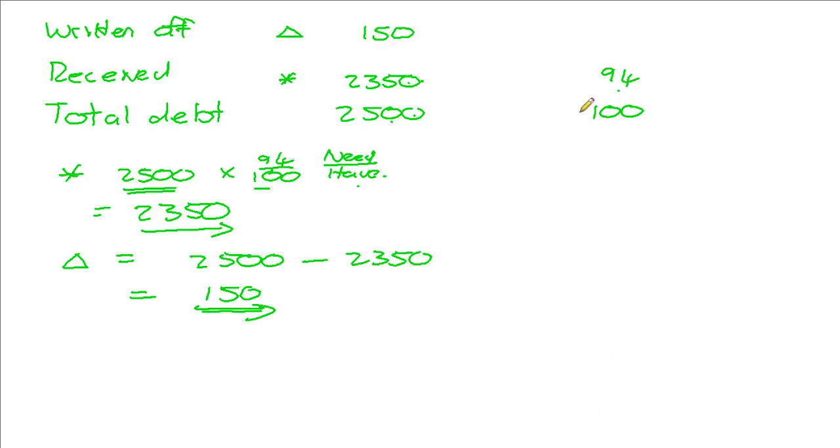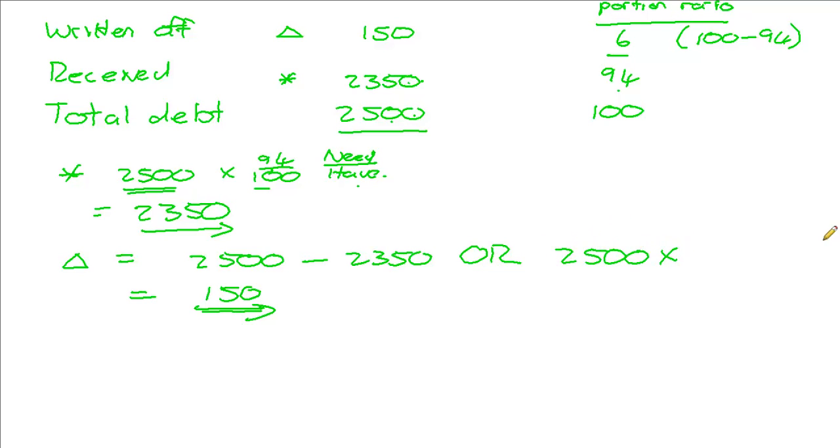Alternatively, what we could have done is we could have said the portion, remember this is the portion or the ratio. Alright, we could have said the portion written off is the 100 minus the 94 that we received, which is 6 cents. For every 100 cents that this Mr. Gonzalez owed, we are going to write off 6 cents. So we could have said 2,500 times this 6 over 100, and if we calculate that, you're going to get 150 Rand.